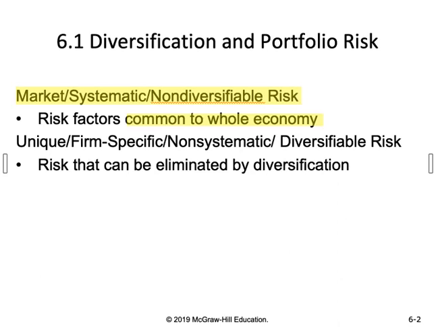And then the second type of risk is known by these names: unique risk, firm specific, and so on. And this risk can be diversified, so it's called diversifiable risk. Systematic risk cannot be diversified because all companies have exposure to those risks. And therefore, that's called non-diversifiable risk. But the nice thing about unique risk is that we can virtually eliminate it by diversifying across various companies.